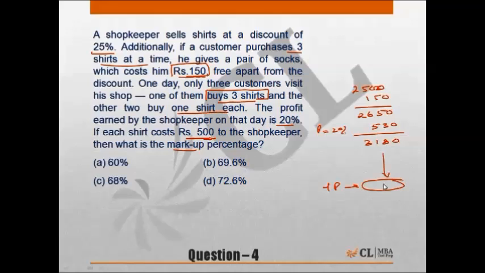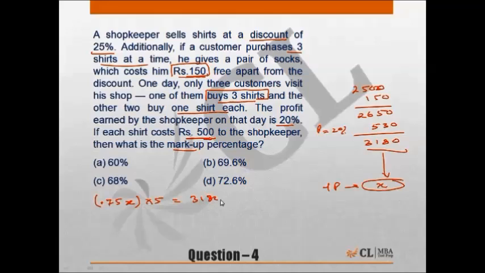Now, if the mark price of each of the shirts is x, he is selling the shirts at a discount of 25%. So I can say the selling price of each shirt should be 0.75x. Okay, 0.75x is the selling price. And since he is selling 5 shirts, the total selling price should be 0.75x into 5. Now this from our point of view has to be nothing but 3180.